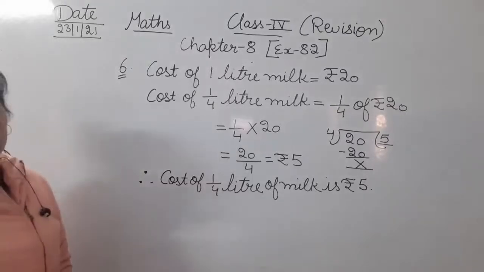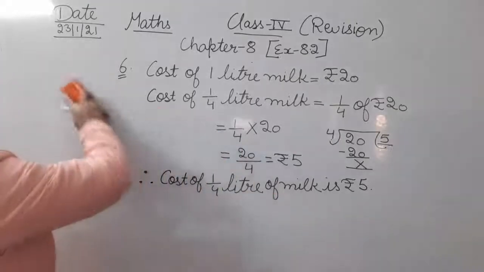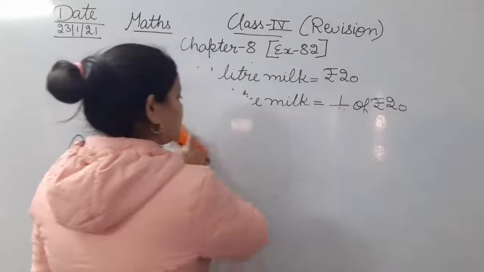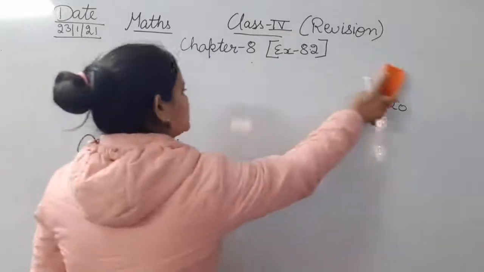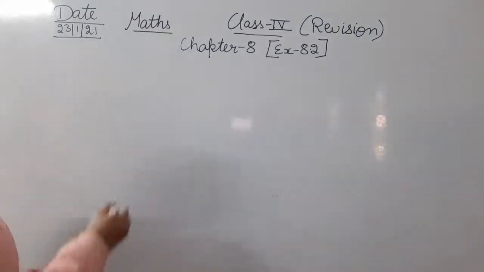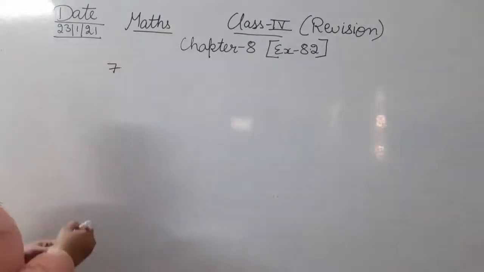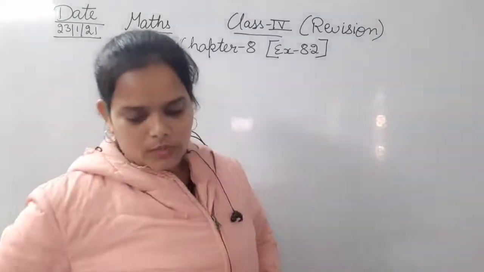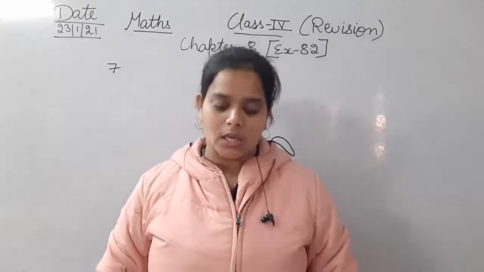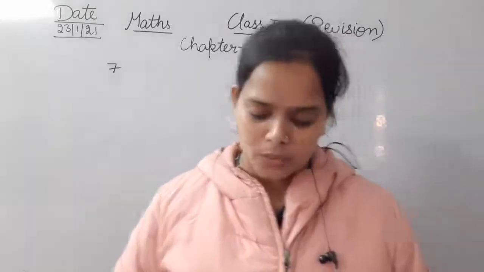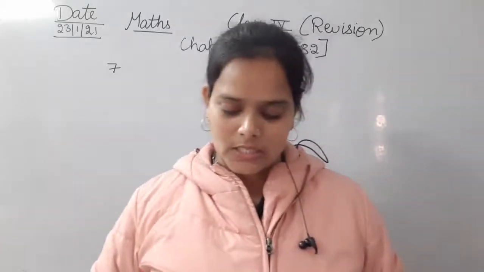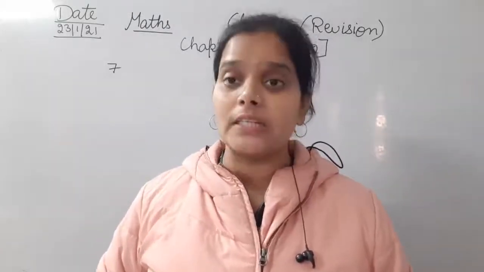Chaliye, moving next to the question number 7. Question number 7 is, that is the next question. If 1 kg potatoes cost rupees 18, if 1 kg potatoes means aloo. If 1 kg potatoes cost rupees 18, how much will 1/3 kg cost?